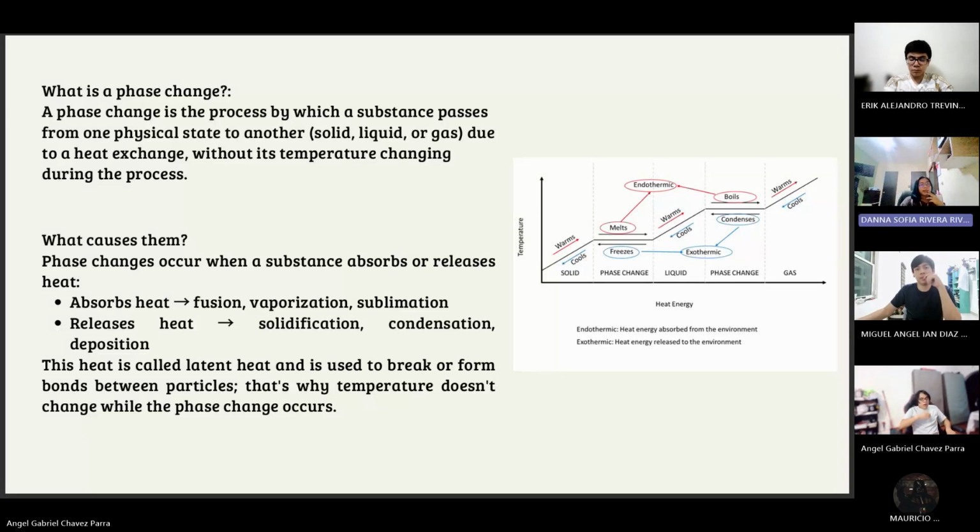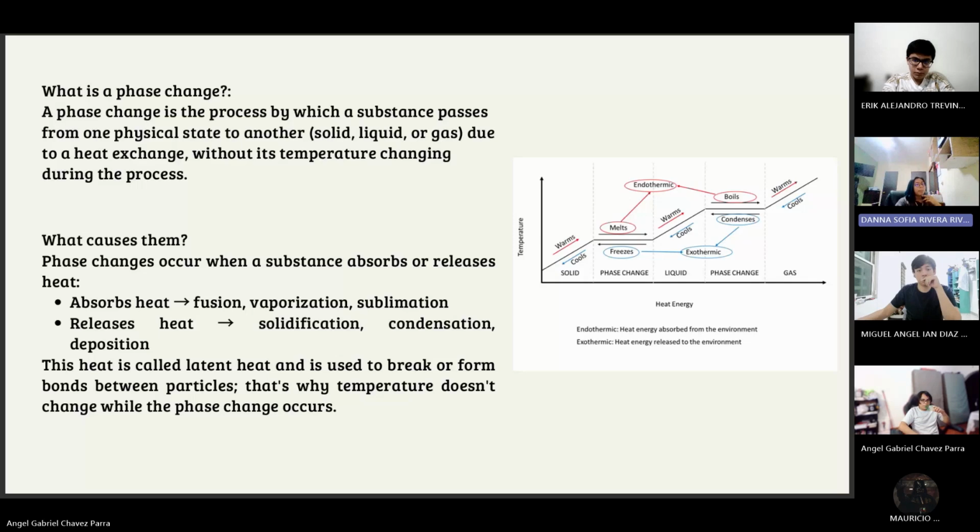What is a phase change? A phase change is a process by which a substance passes from one physical state to another, solid, liquid, or gas, due to a heat exchange, without its temperature changing during the process.